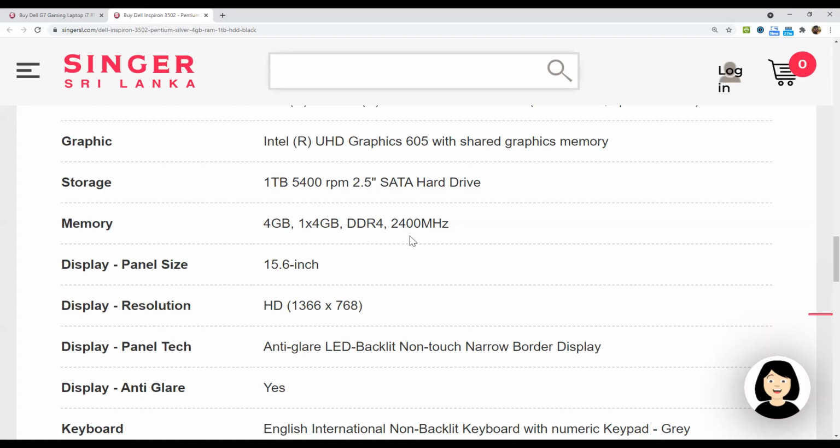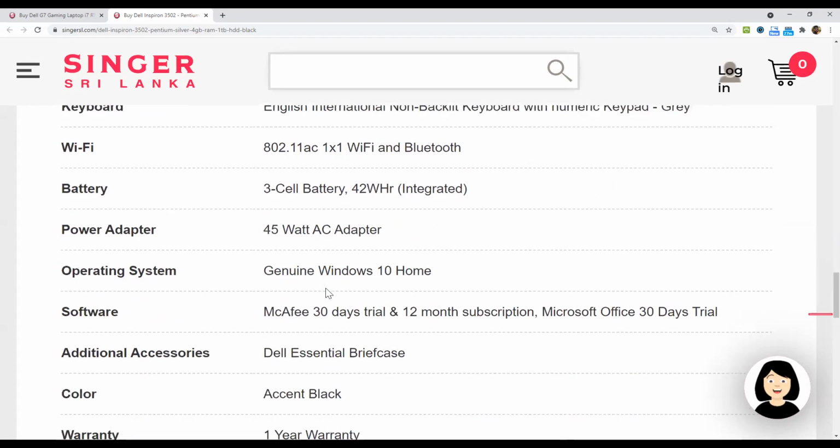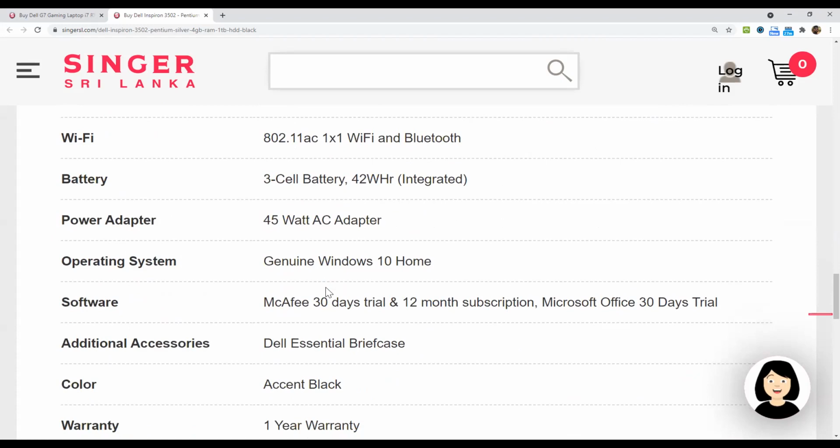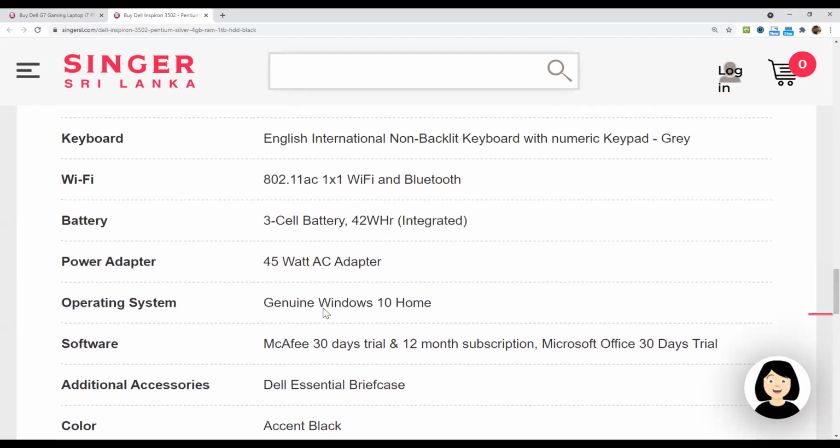Netmi, can you tell me the operating system? Genuine Windows 10 Home. Yes, it's Windows 10 Home. Senhiru, what is the guarantee period or warranty period? It's 1 year and we could get 2 years extra. Yes, you can get 2 years extra by paying, but it will give you 1 year manufacturer warranty for the price given.